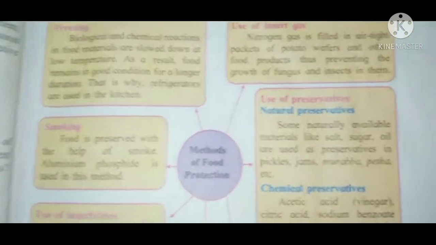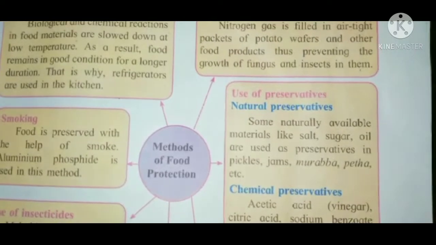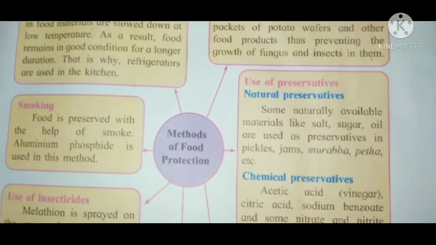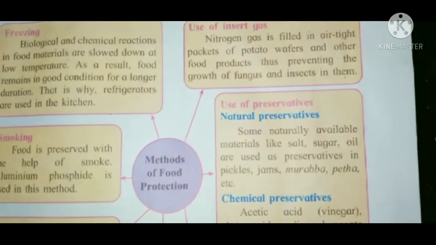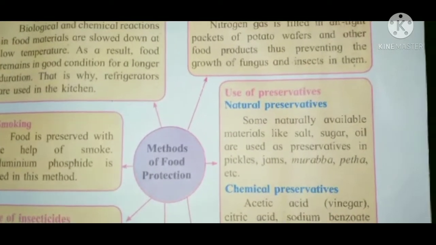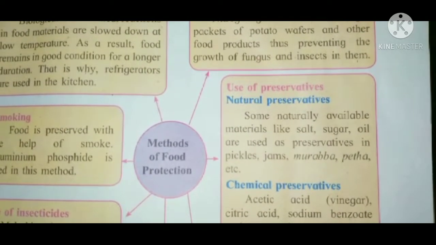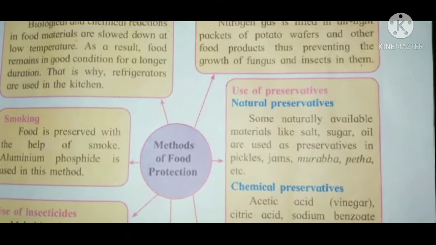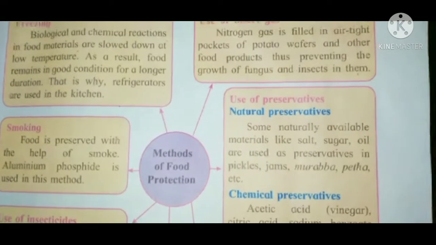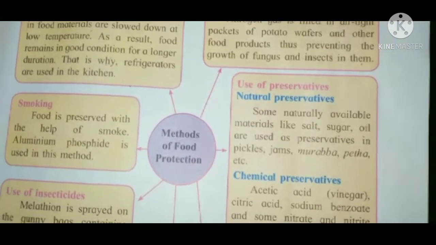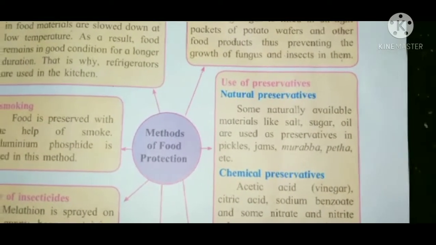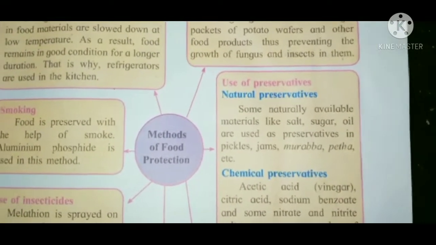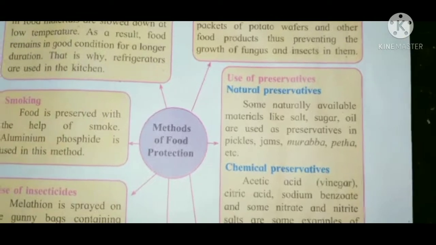Okay. And use of preservatives. First is the natural preservatives. What are these natural preservatives now? Some naturally available materials like salt, sugar, oil are used as preservatives in pickles, jams, murabba, petha, etc. These are the natural preservatives.